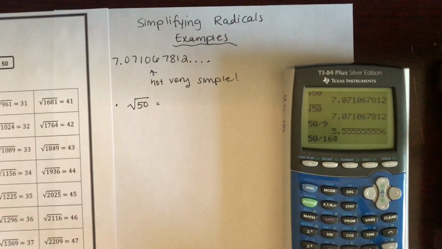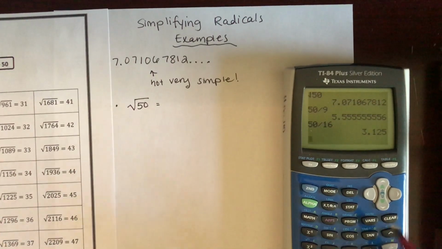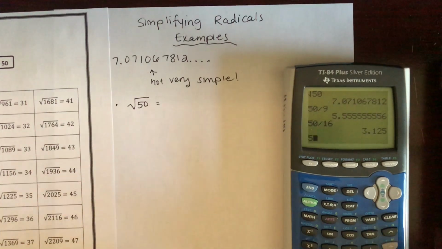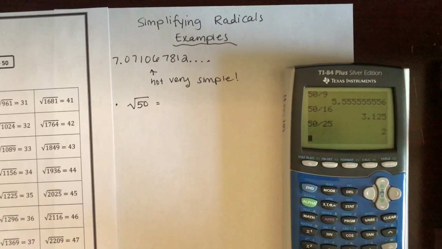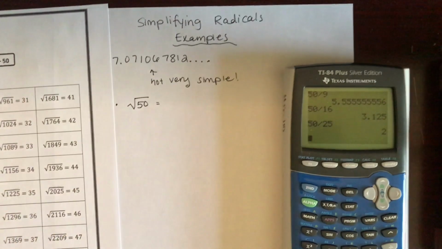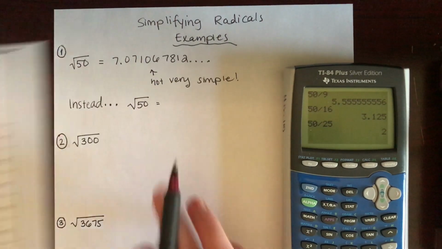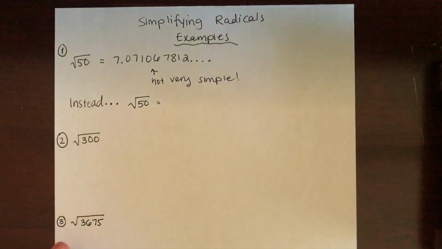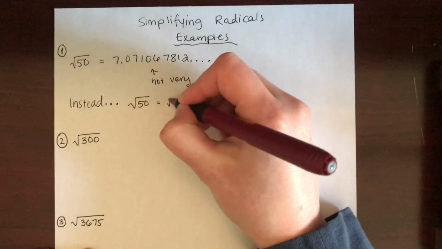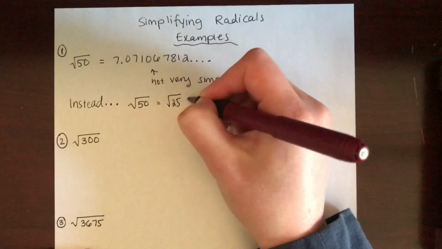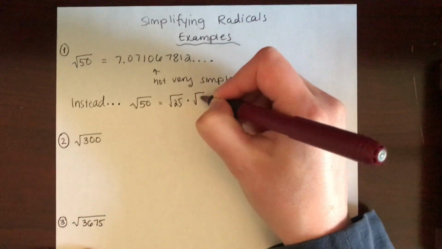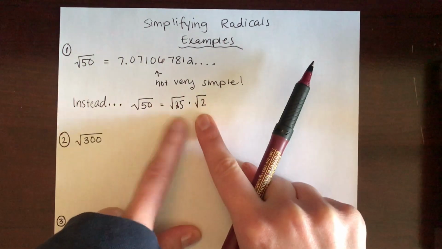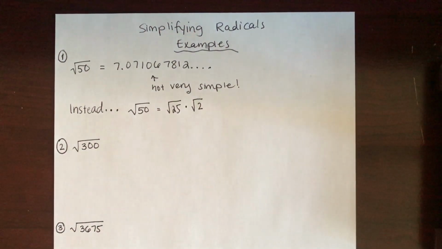Does 16 go in evenly? No. Shorter decimal, still got a decimal, so I don't like it. When I try 25, I finally end up with a whole number, so I can set this radical to look more like the square root of 25 times the square root of 2. This is the product rule. I can break up or put together these factors and I have the same thing.